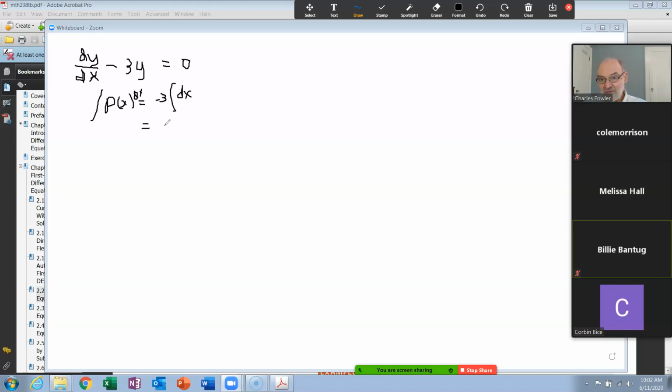It's easy. Don't let it fool you. Negative 3x. Okay? And what's the next thing we do with that? Raise it as the power of e. So there is your integrating factor, e to the minus 3x. You found your integrating factor. Now you go back and multiply it by everything on both sides of the equation.